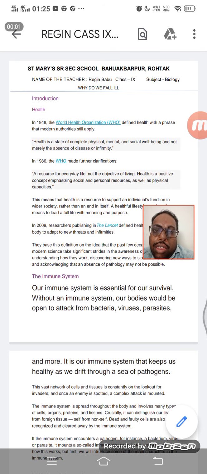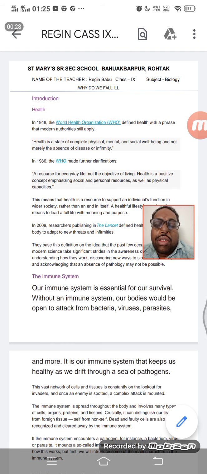For this week, we will start a new chapter, and that chapter is a little bit easy. Until last week we were studying some basic things from biology like tissues, cells, and all. So to get some relief, we will go to another chapter, that is, why do we fall ill. So why are we getting these diseases?